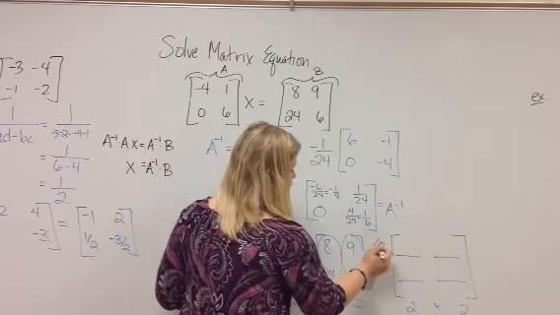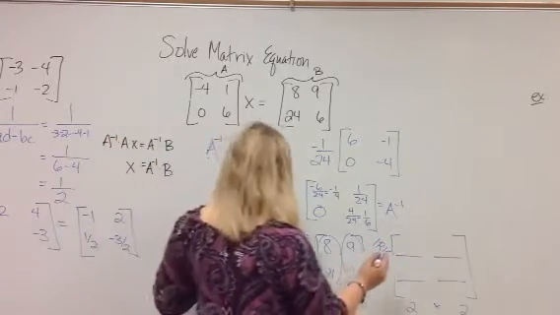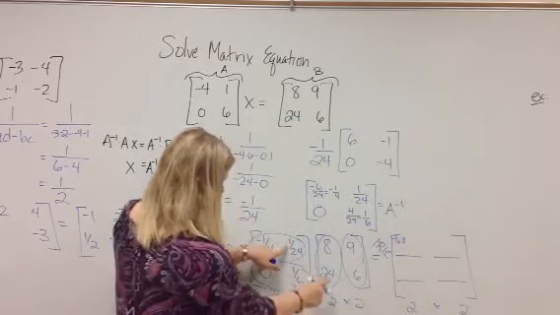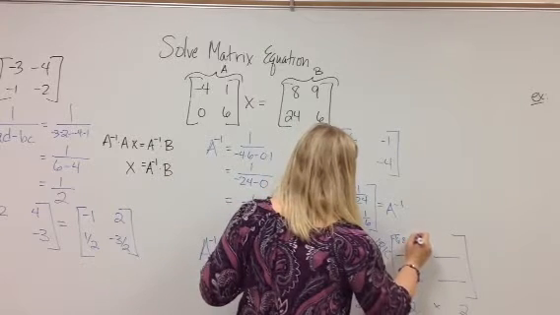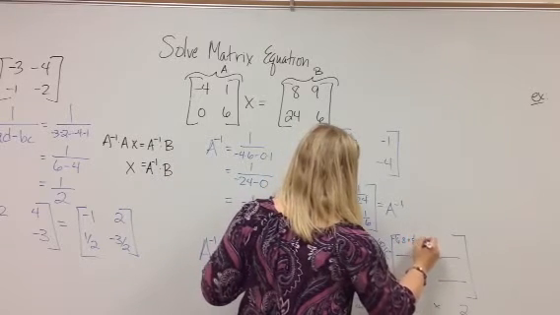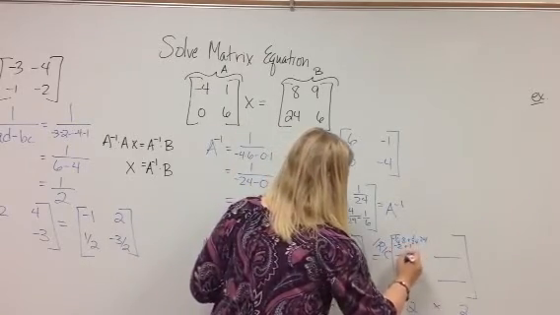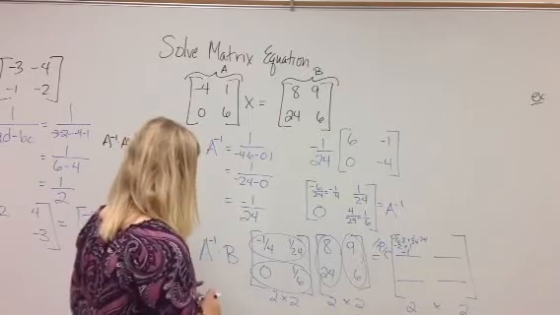So this spot is first row, first column. So we're going to take negative 1/4 times 8, and we're going to take 1/24 times 24. Well, those aren't so bad because that becomes negative 2 plus 1, which is just negative 1. That one turned out pretty nice.